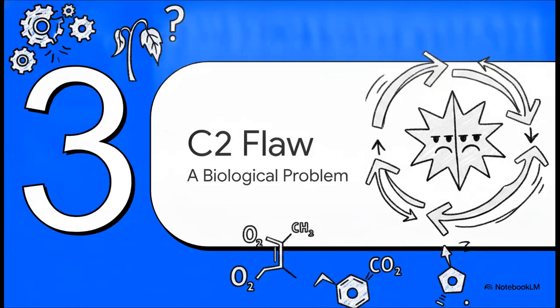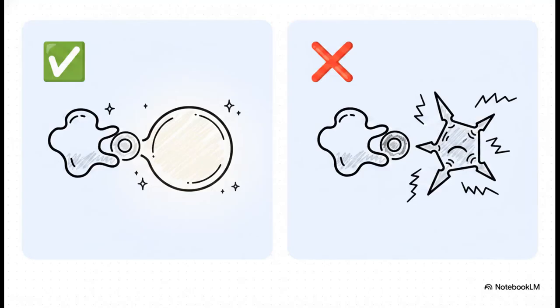Part 3. The C2 Photorespiratory flaw, a biological problem. But, nature is rarely perfect. And this brings us to a fascinating evolutionary biological problem called the C2 oxidative photosynthetic carbon cycle. Honestly, we usually just call it photorespiration. It's essentially a biochemical flaw that plants have to constantly manage. The whole issue comes down to comparing Rubisco's productive side with its, well, wasteful side.